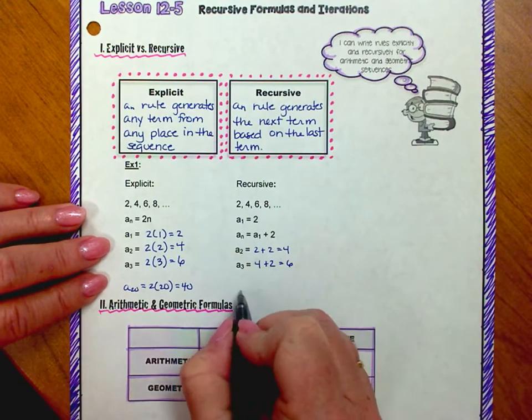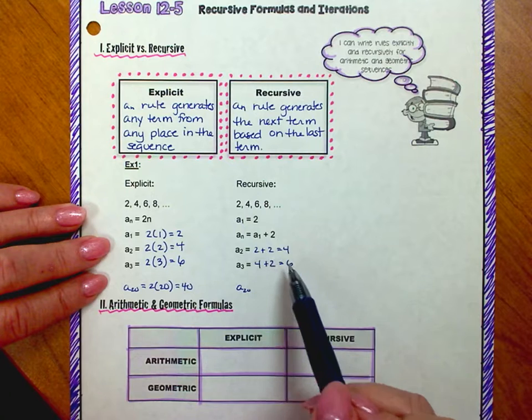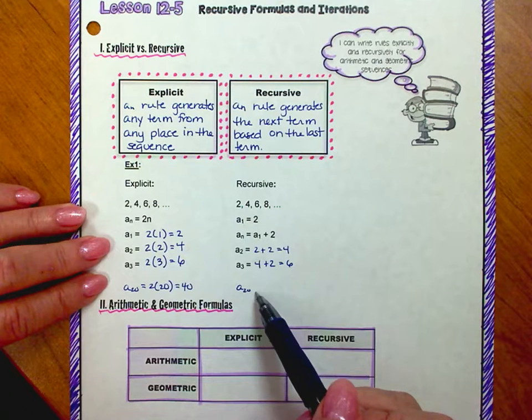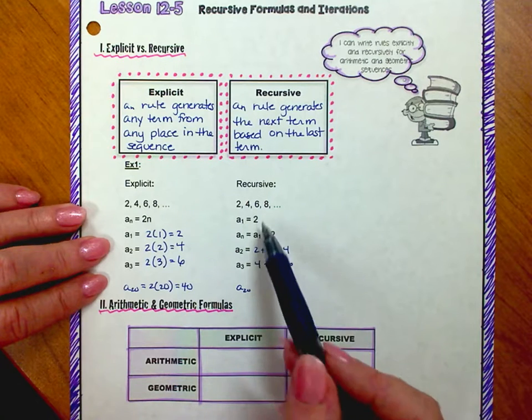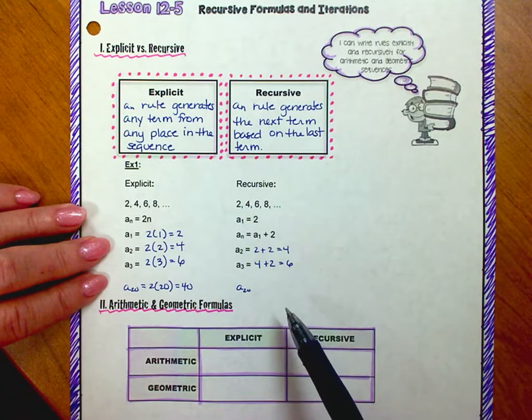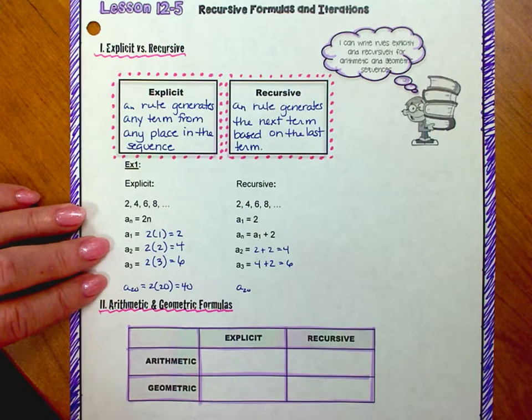Now let's say we wanted a sub 20. Now we need the last term, which is 19. And to get 19, we need the 18th term. So if you're going recursively, you have to go in order. You can't skip around and go from the middle. So that's one of the downsides of the recursive. The upside is that if you are going in order, it's easier because you follow the pattern and it's boom, boom, boom, and you've got it.